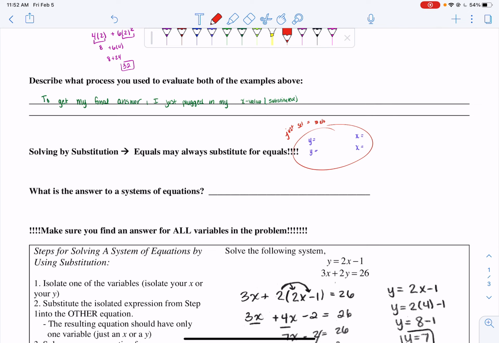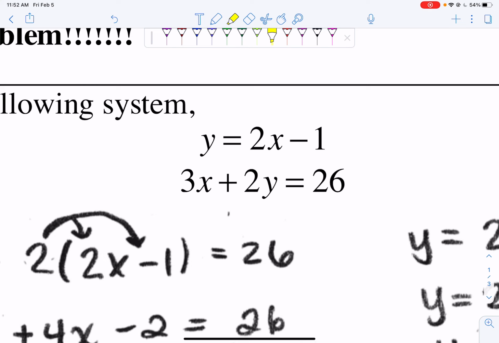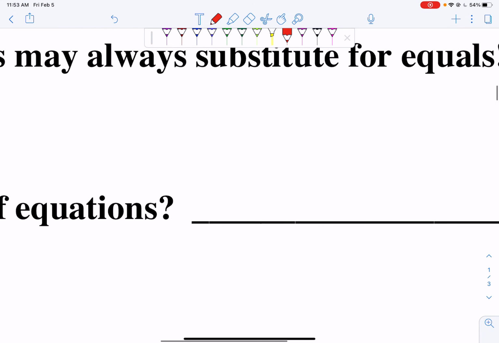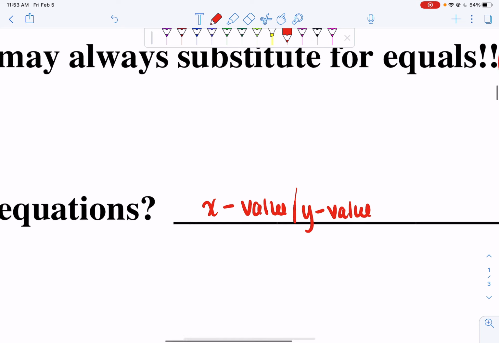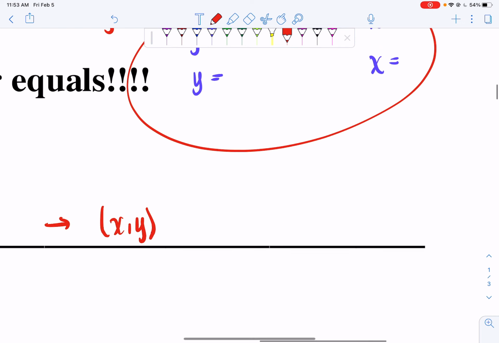Now, what is the answer to a system of equations? Well, if you look, this is an example of a system of equations. I have y equals 2x minus 1, and I have 3x plus 2y equals 26. So if you look, we have an x value and a y value. Those are going to be our answers. And we like to write our final answer as an ordered pair. And when we get to solving these graphically, it is the point where your two lines intersect.